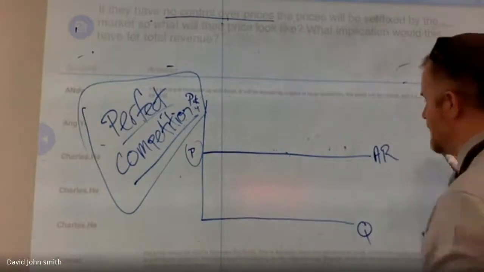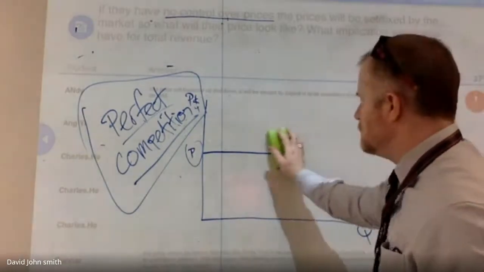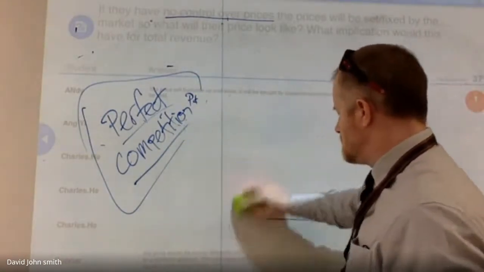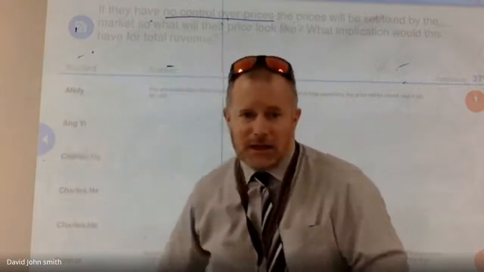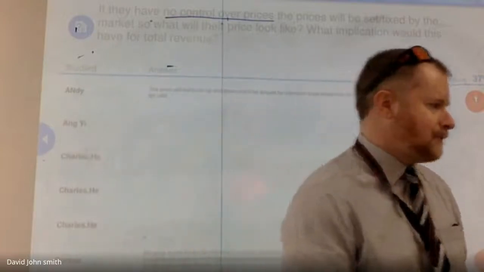Now, I don't imagine that any of the businesses that you have used as your case studies are going to be classified as perfect competitors. But, they might come close.